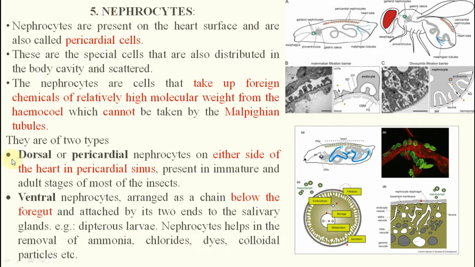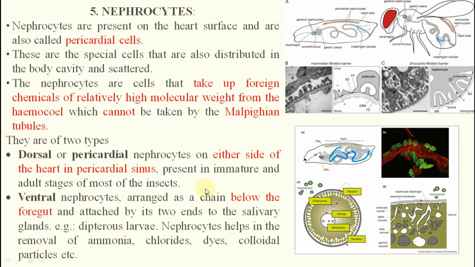And the oenocyte. You see, there are two types of nephrocytes, dorsal or pericardial, and ventral. The dorsal one you have seen, yes or no? In the pericardial sinus it will be there, present in immature and adult stages of most insects. Then the ventral one, can you see this? A ring-like structure is there around the foregut, a garland-like appearance. Is it visible? Yes, sir. This is your ventral nephrocyte.